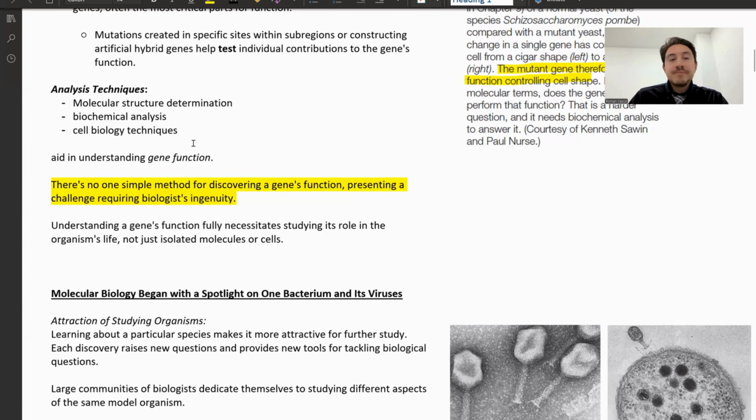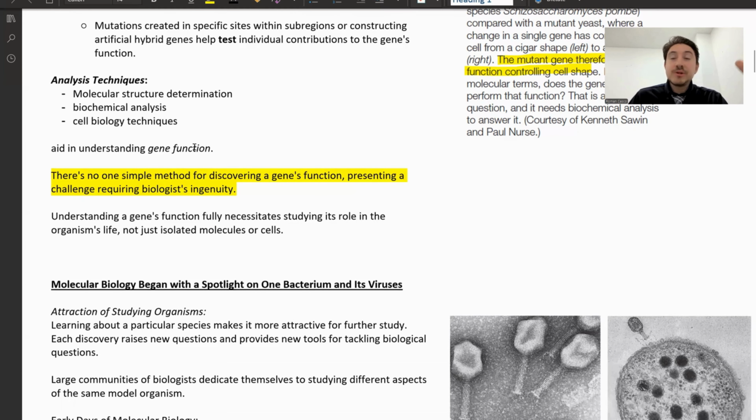Okay, so what are some analytical techniques used in molecular biology that you generally would approach? Molecular structure determination, biochemical analysis, and cell biology techniques. And as we go forth over these model organisms, we get into some of these in more detail. Ultimately, you want to use these analytical techniques to understand gene function.